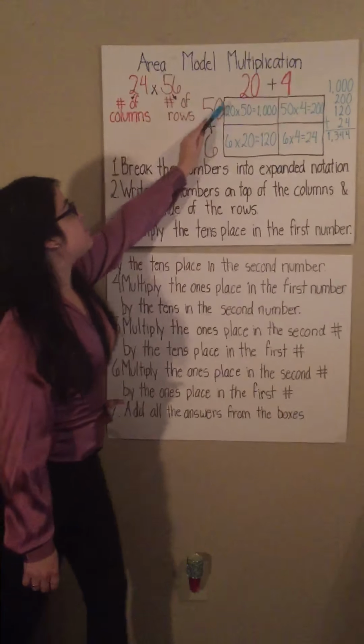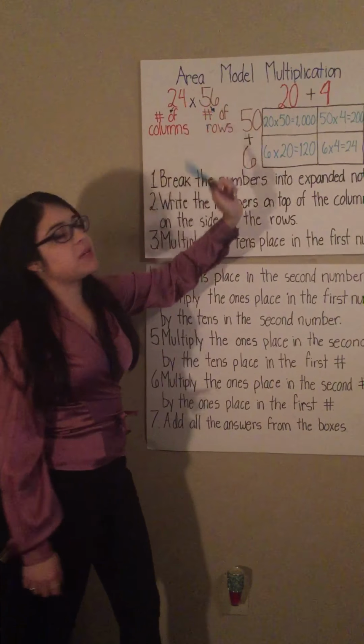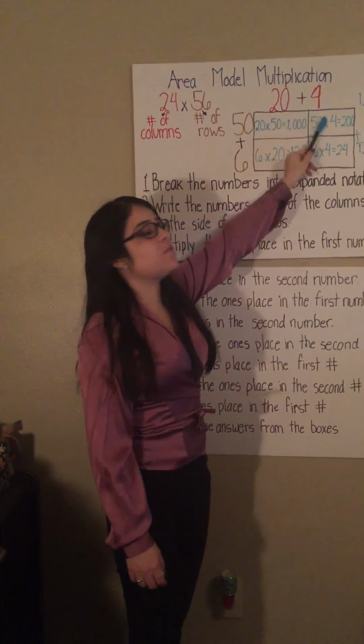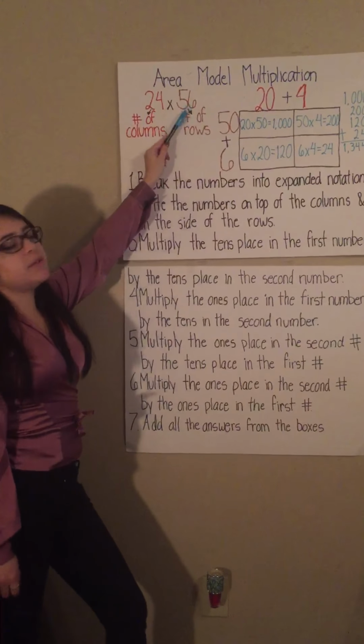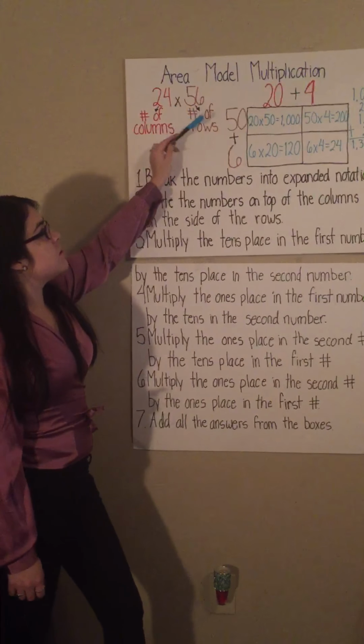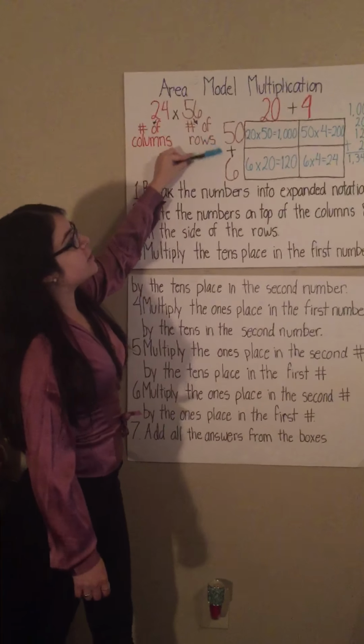For example, in here we have 24. So expanded notation would be 20 plus 4. And we write it down right over here. And the second number is 56. So we do 50 plus 6, which is written down on this side.